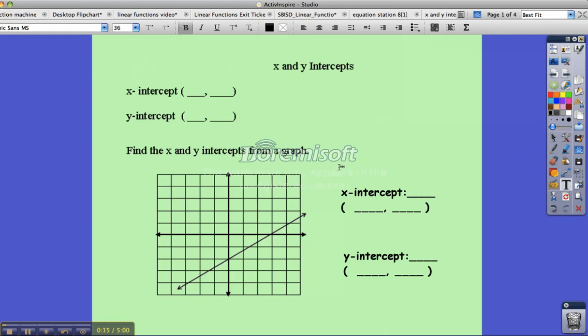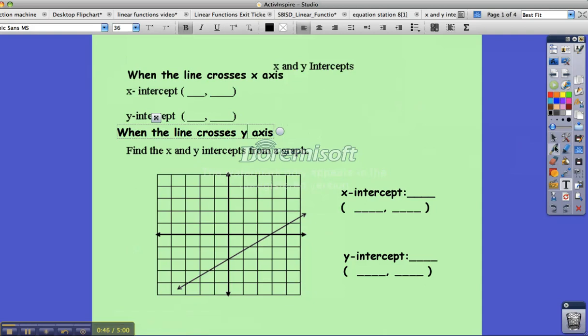So if I look at what an x-intercept is, all that an x-intercept is, and we're going to write that here, is when the line crosses the x-axis. That means that the y-intercept is just when the line crosses the y-axis. So basically the x and y-intercepts are just wherever the line that you're graphing crosses either the x-axis or the y-axis.